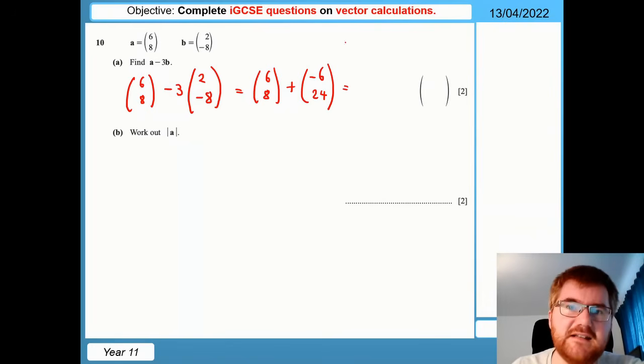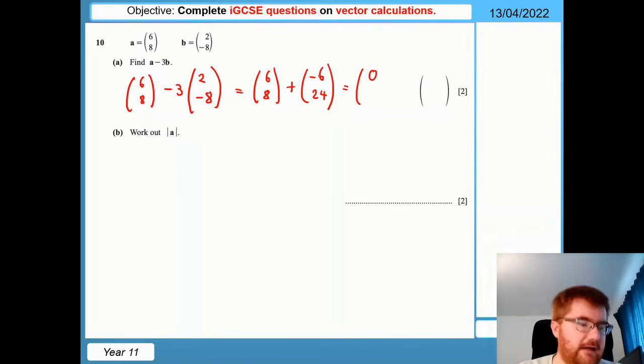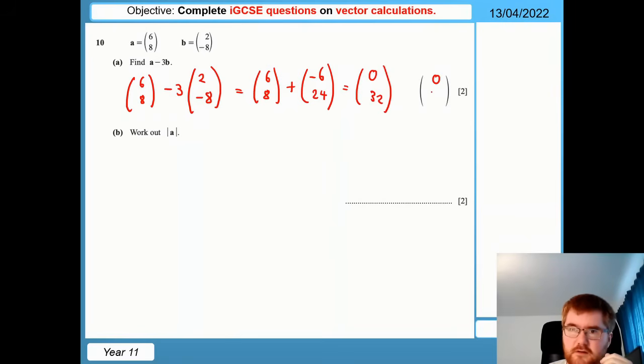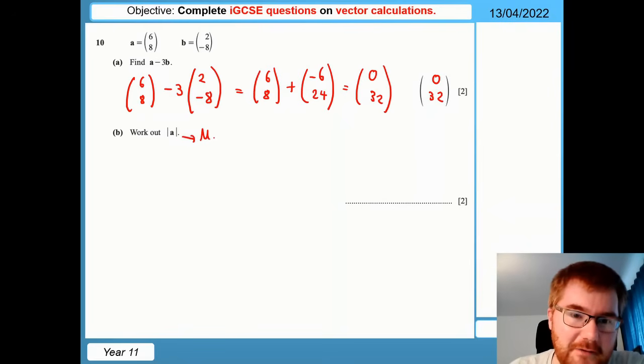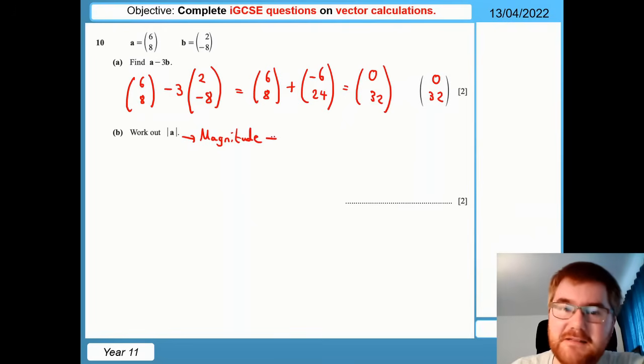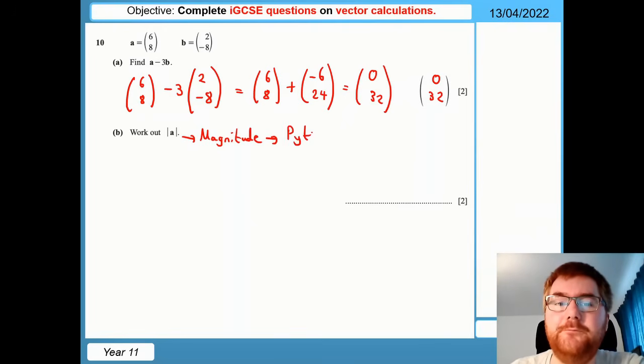And then if we add these together, we get 0 at the top. 6 minus 6 is 0. And then 8 plus 24 is equal to 32. So pop that in like so. And you've seen it again, the 2 lines. You know what that means. That means magnitude. And you know what that means. That means Pythagoras as well. So just writing that in as a reminder.